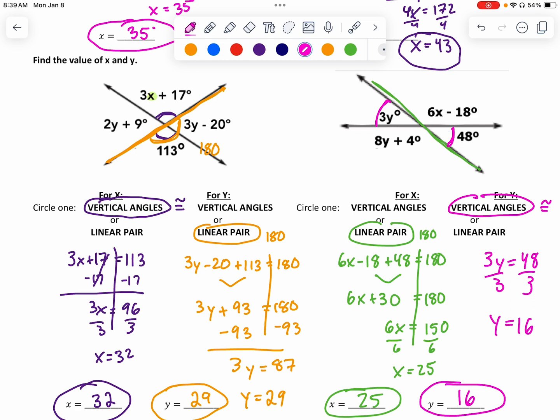So really for those last two problems we did, you have a lot of options. You could do vertical or linear pair, whatever makes the most sense to you. You just kind of got to try it and see what works.